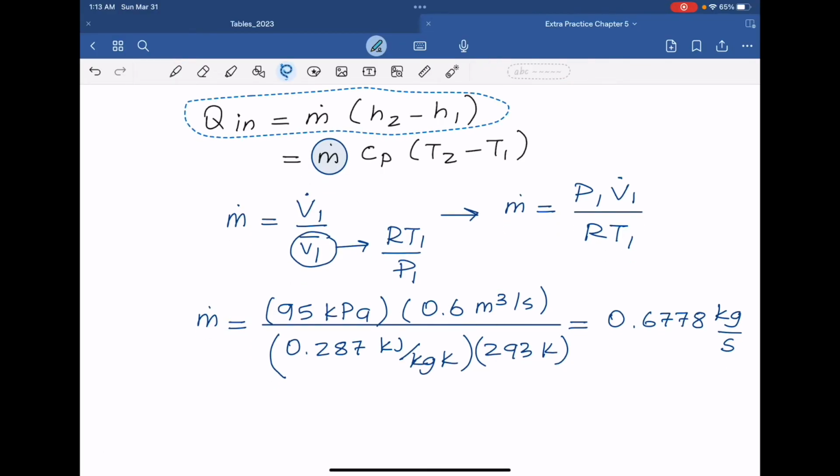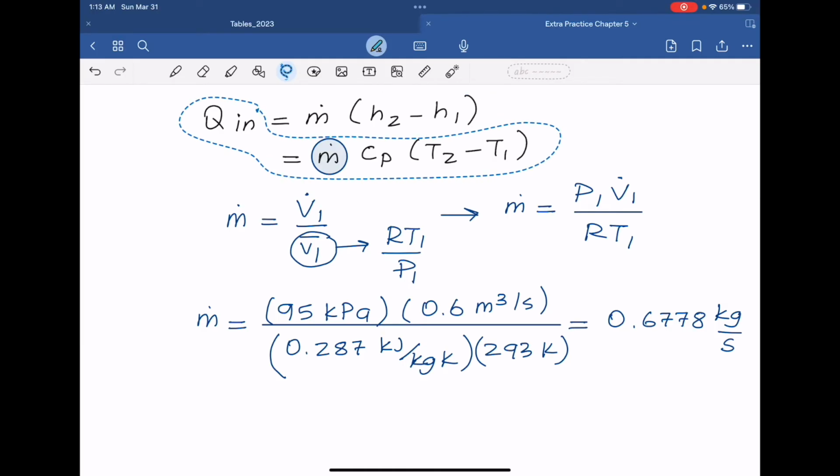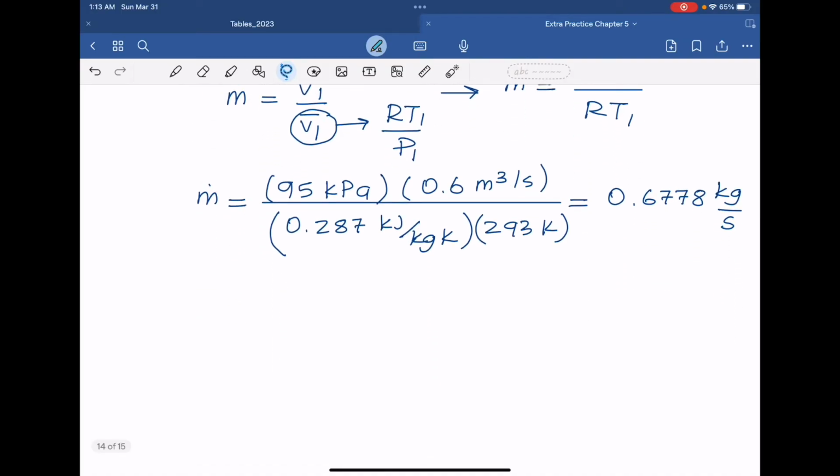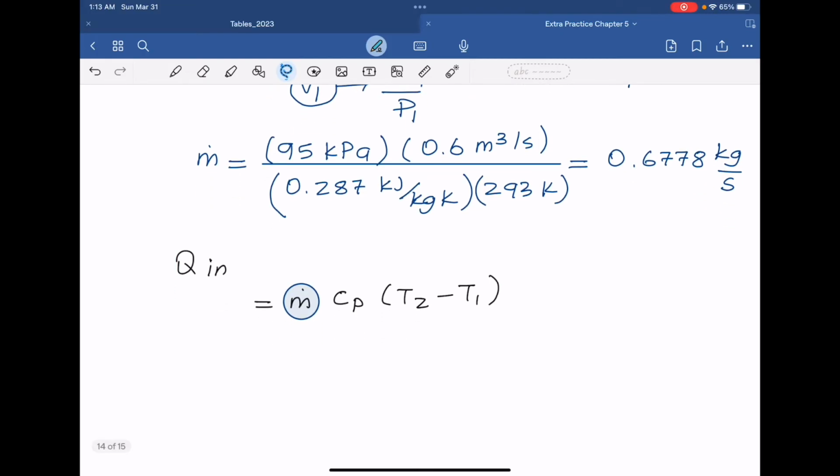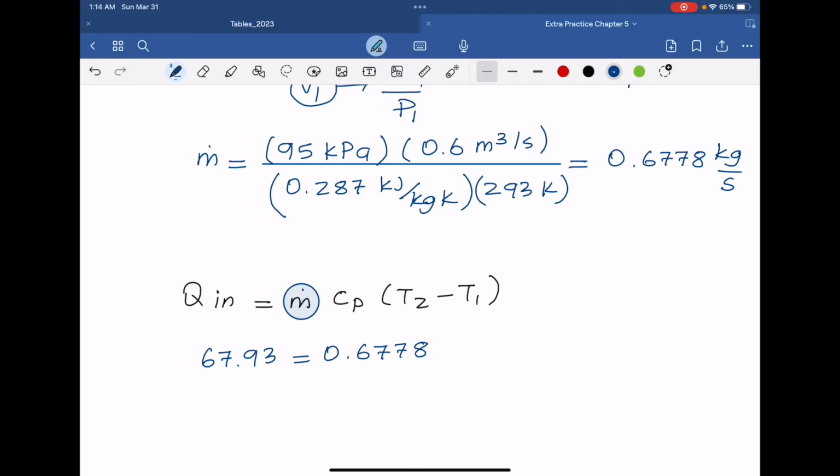Let's copy this part like that, and go down and let's solve it. Q is 67.93 and the unit is kilowatts, so kilojoule per second. Mass flow rate is this, kilogram per second.